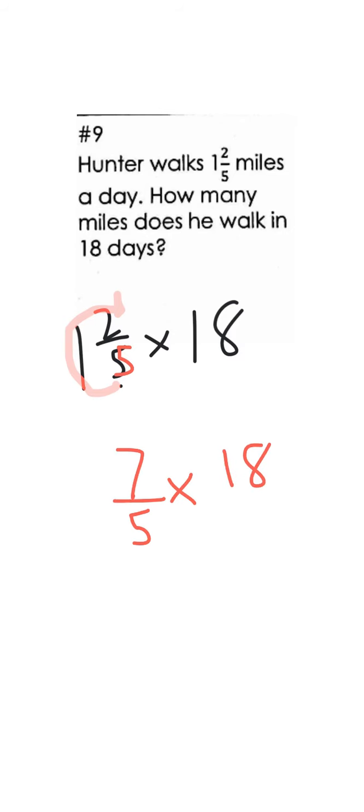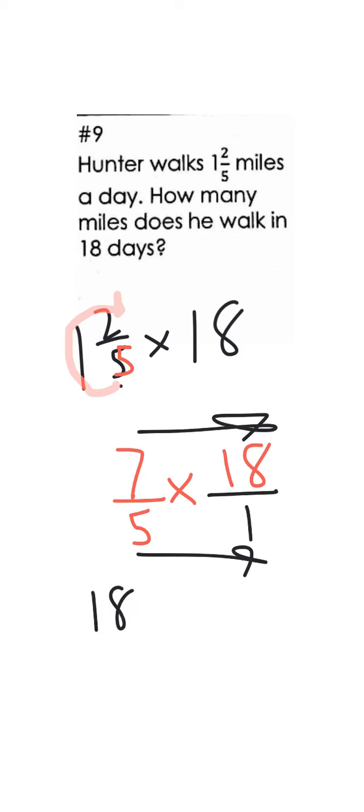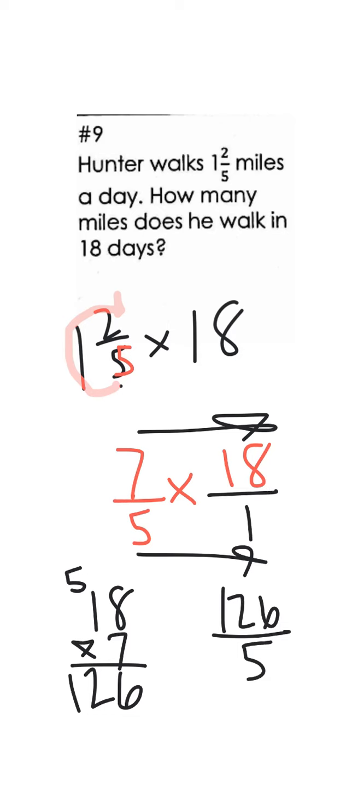Now 18, I can't do a whole number, but what's cool about whole numbers is that if you ever want to turn it into a fraction, all we have to do is put it over 1. And then now we can multiply across. If I multiply across the top, 7 times 18, and then 5 times 1, right? I don't know what 7 times 18 is, so I'm going to work it out on the bottom here. 7 times 8 equals 56. Bring my 5 over here. 7 times 1 is 7, plus 5 is 12. So now I'm going to have 126 over 5.